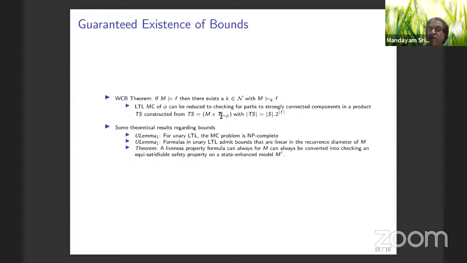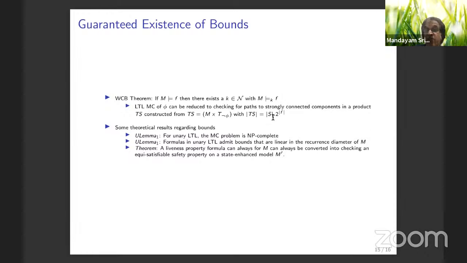You take the formula, take its negation, and construct a transition system. That translation we will see next week. And then you take that cross product, and the existence of a path that satisfies phi is reduced to checking whether there is a path to a strongly connected component. Okay. Now one can show that the longest path to a strongly connected component is this long. Okay, it is.